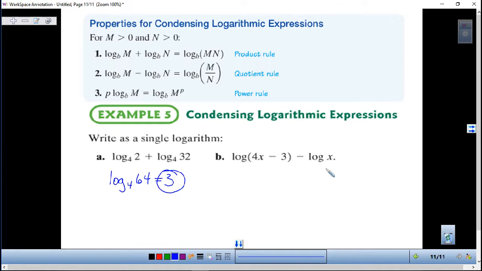Now with this one, it's a little different. We have the common log of 4x minus 3 minus the common log of x. Well, it's going to be the quotient rule, and we're going to have the common log of 4x minus 3 divided by x. And that's all that there is to it. Just take them and put them back together. This is the log of the first. This is what you're taking the log of in the first one. That's on top. This is what's on the bottom.